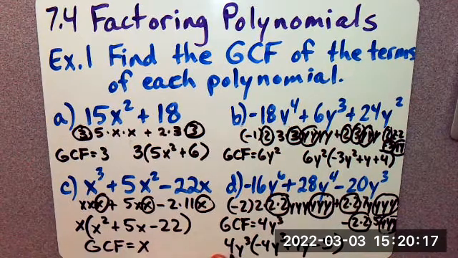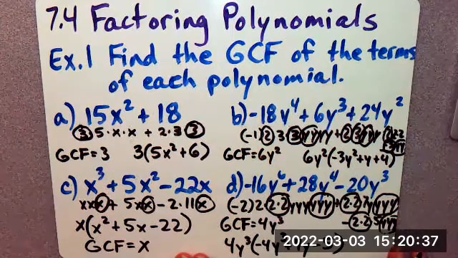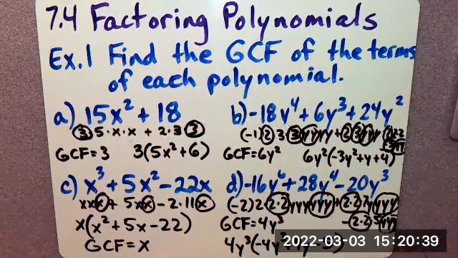So we can quickly check with this then. 4 times negative 4 is negative 16, y cubed times y cubed is y to the 6th. 4 times 7 is 28, y cubed times y is y to the 4th. 4 times negative 5 is negative 20, y cubed. All right, so that's how we do our factoring with greatest common factors.